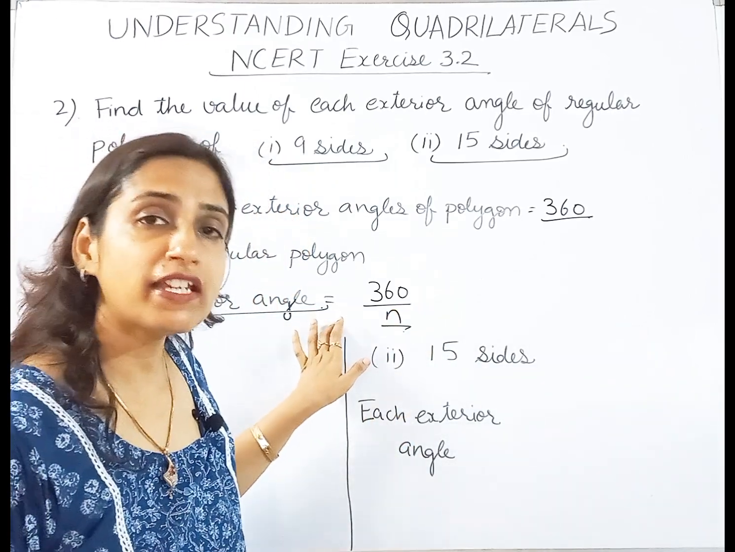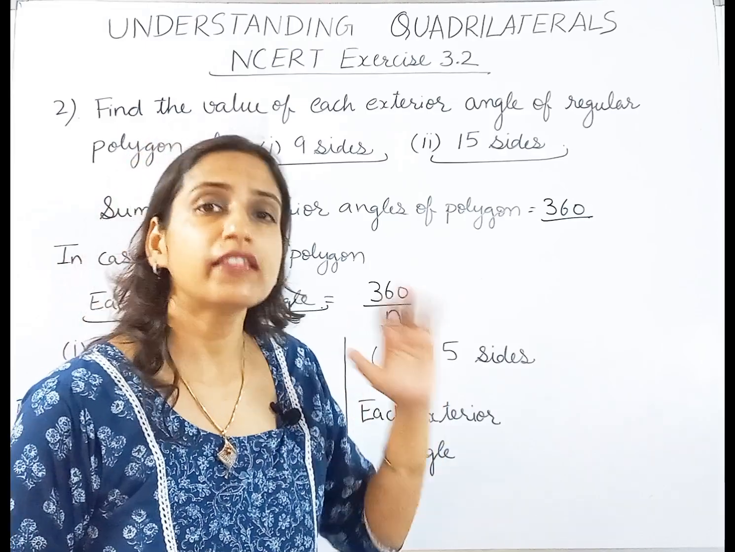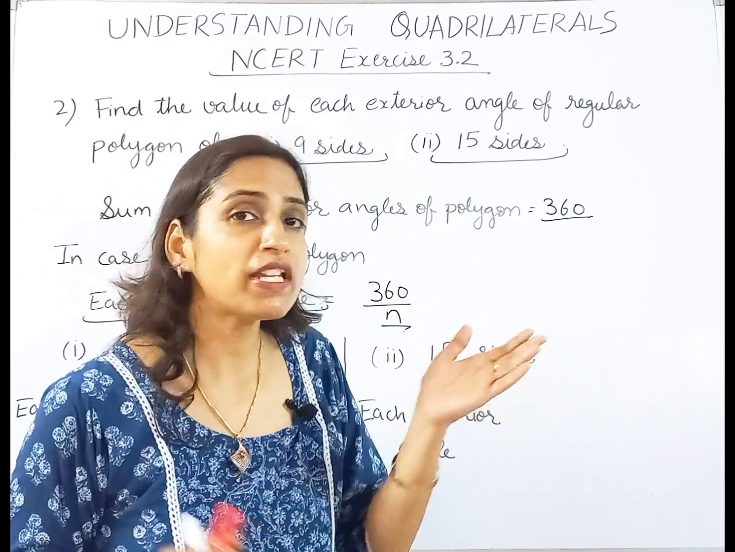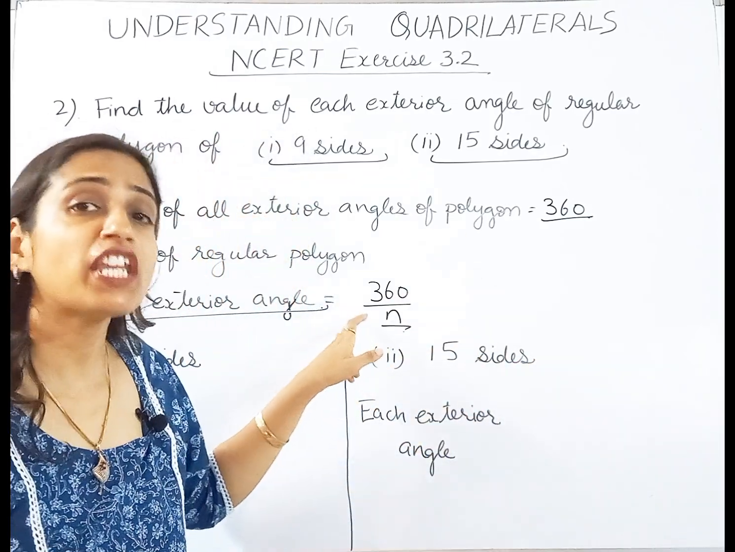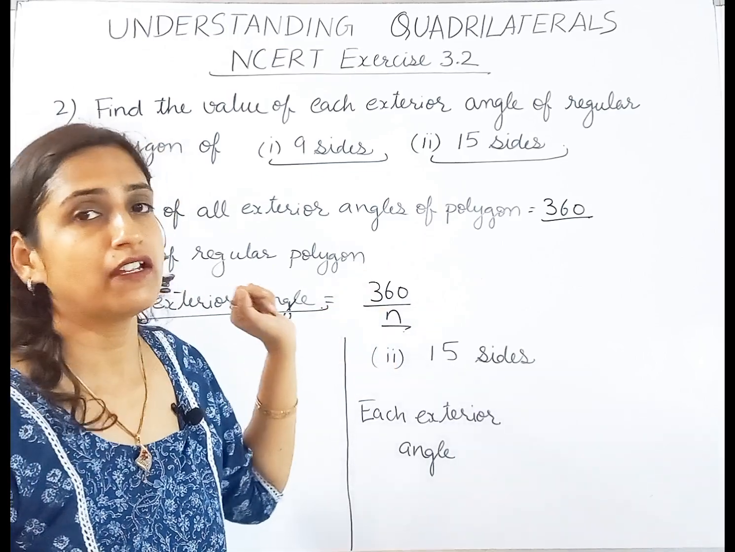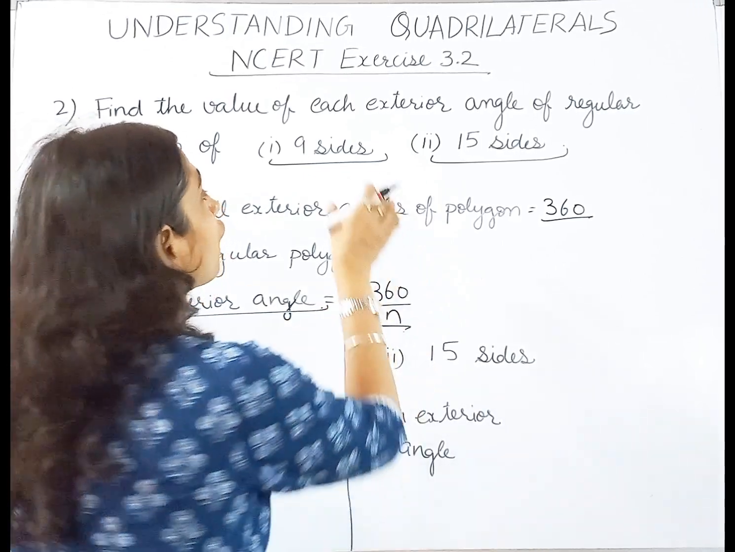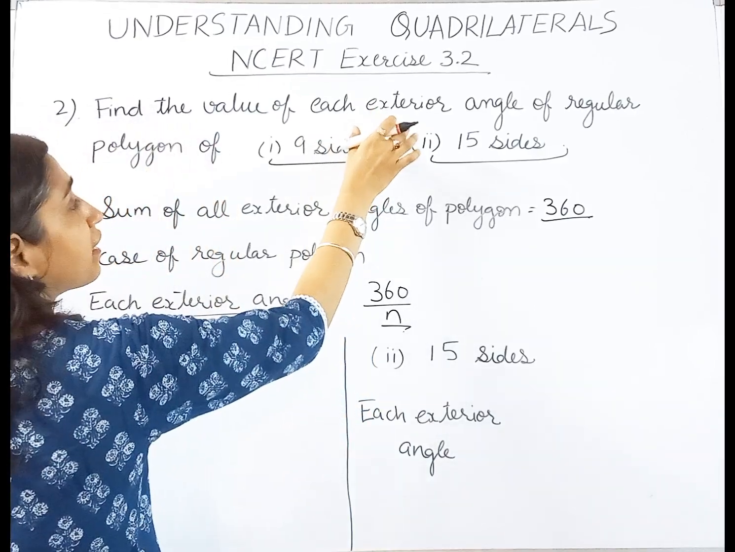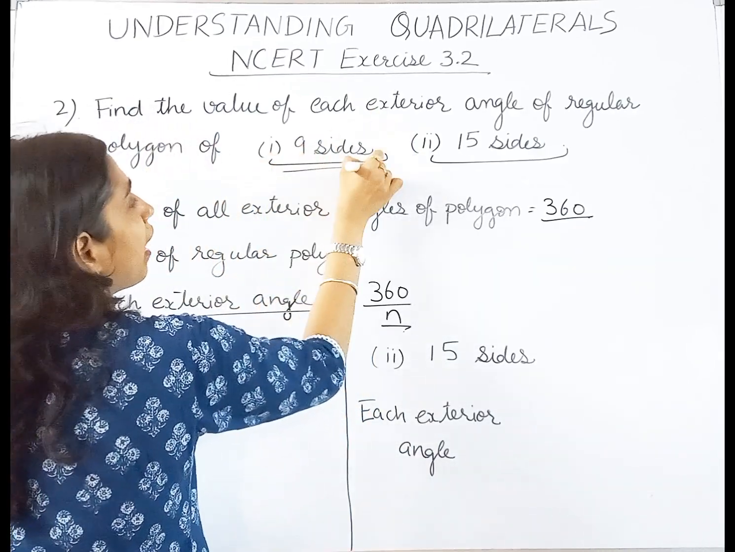So if the polygon is a regular polygon, then all exterior angles will be the same. Then the measure of each angle will be equal to 360 divided by n. So now our question is, we have to find the exterior angle of a polygon having 9 sides.